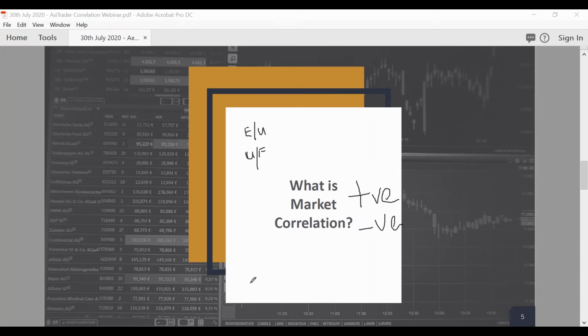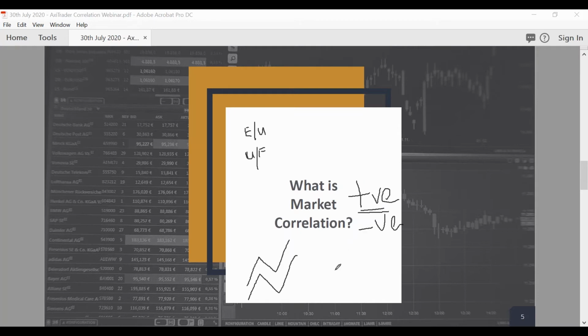Positive market correlation means that price goes up together and goes down together. That means if one goes up, the other goes up. If one goes down, the other goes down. That is positive market correlation.